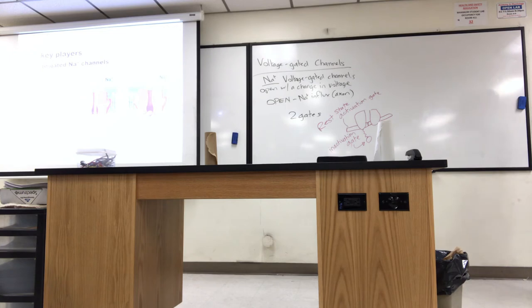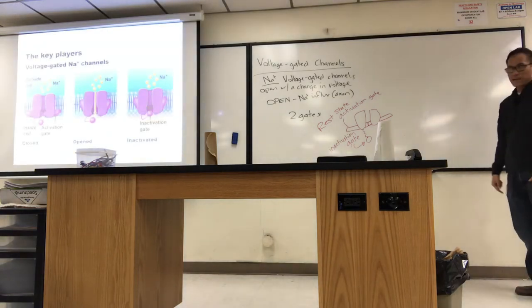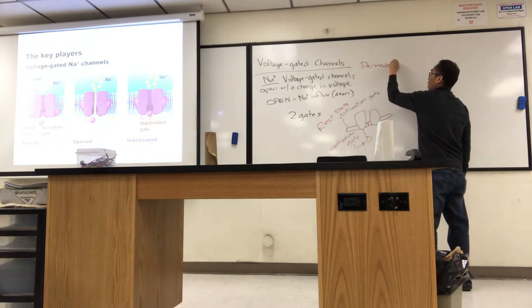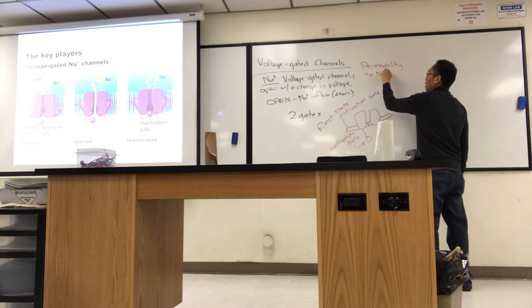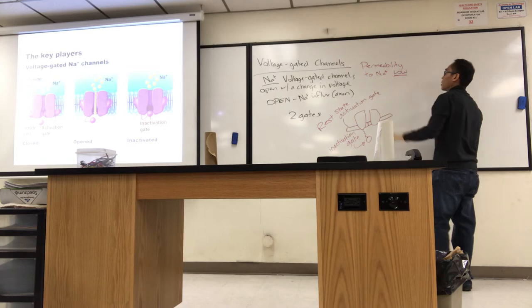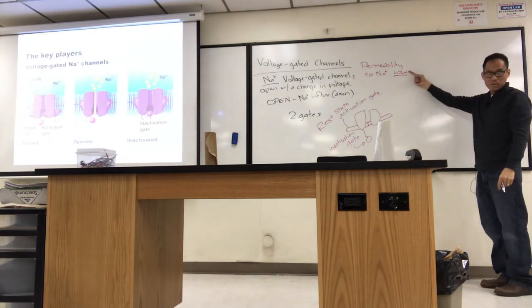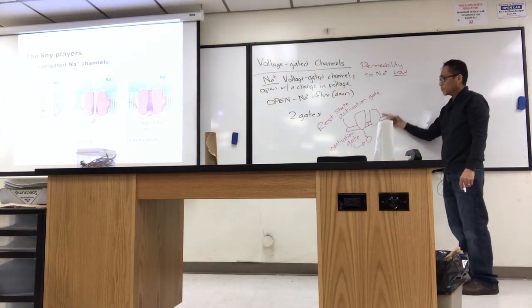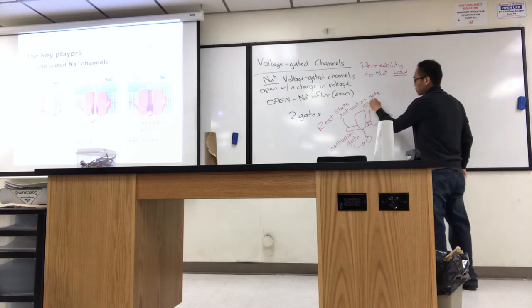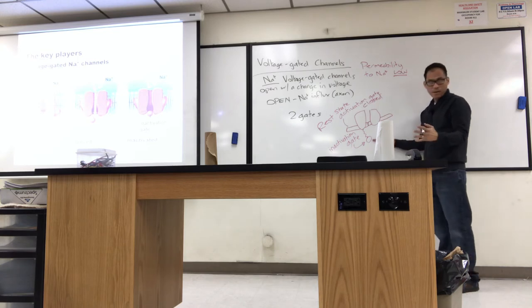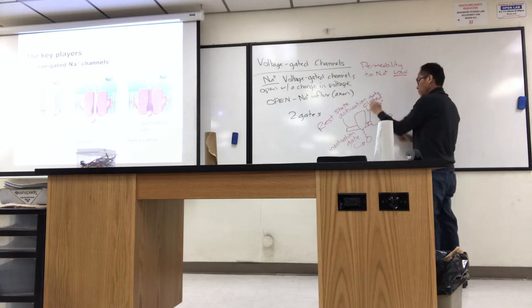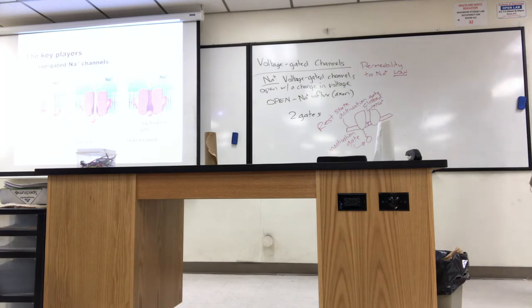It's closed. So what we say, if it's closed, is, well, okay, sodium's not getting in. So permeability to sodium is low, zero. Permeability means it can get in or out. If the permeability is low, sodium cannot get in because the channel is closed. Because the activation gate is closed. The other gate is open, but that doesn't matter. As long as one of the gates is closed, sodium can't get in. So I'll just draw sodium not able to get in. The permeability of sodium is low.